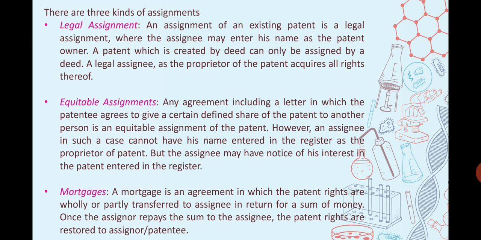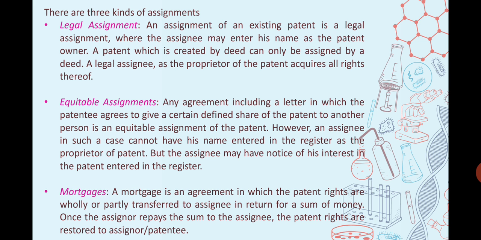The third type of assignment is known as mortgages. Mortgage is one such word which means that you have taken some amount of loan from another person. Once I take a loan from a bank, I have to give some asset to the bank as security. Tomorrow, if I don't repay that loan, the bank will sell off that asset and recover its money. That is generally known as a mortgage.